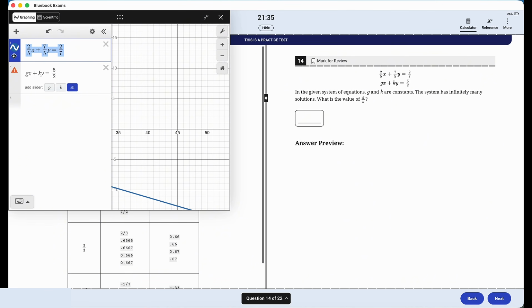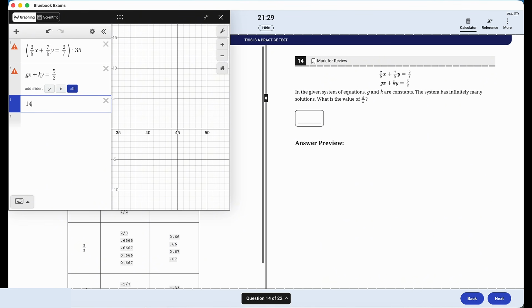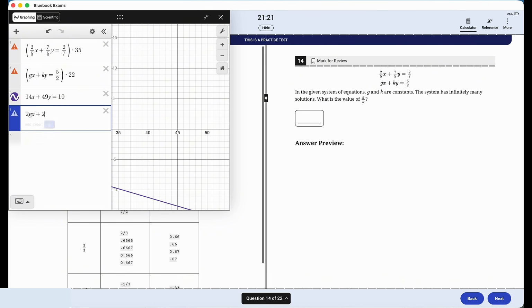So what I would do here is get rid of the fractions, right? So for this top one, I'm going to multiply by 35. If I do that, it's going to become 14x plus 49y equals 10. And then this bottom one, I'm going to multiply that by 2, right? And that's going to be 2gx plus 2ky equals 5.